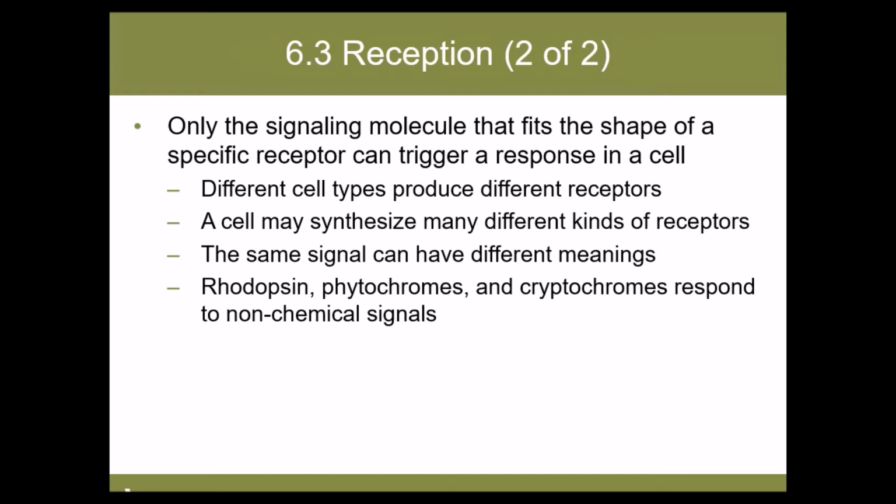And so you've got different cell types making many different types of receptors with different, what are called active sites on that receptor. This slide lists a few examples, like rhodopsin. You may have seen that before. That is a pigment that's located in the nerve cells in your eyes that helps your eyes detect light and dark. Phytochromes are chemical signals that are found mainly in plants, and so are cryptochromes as well.